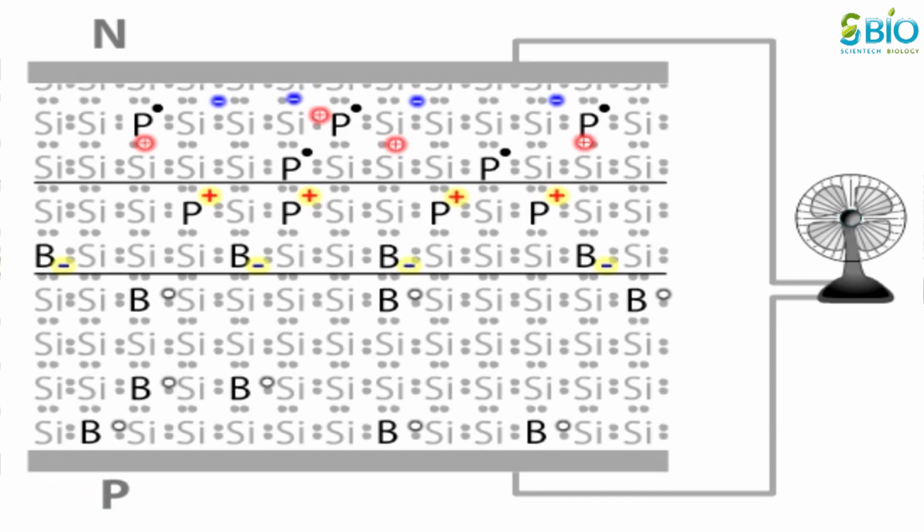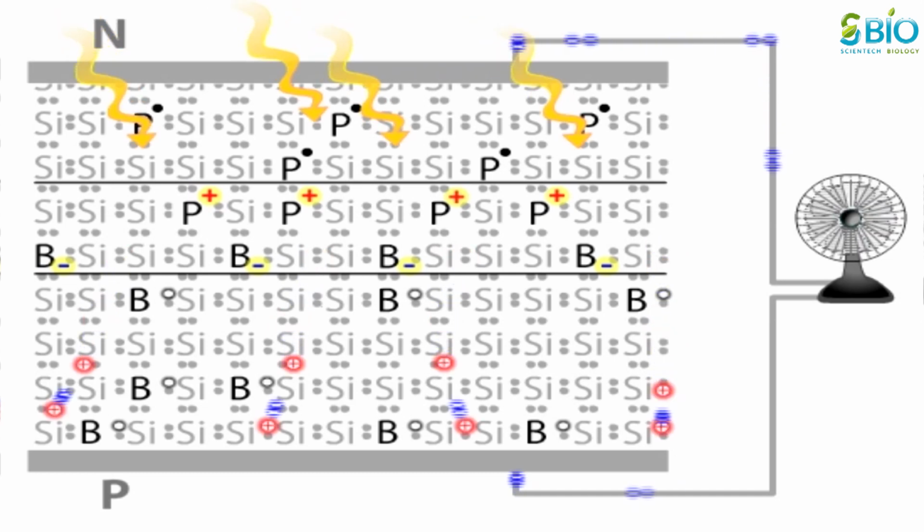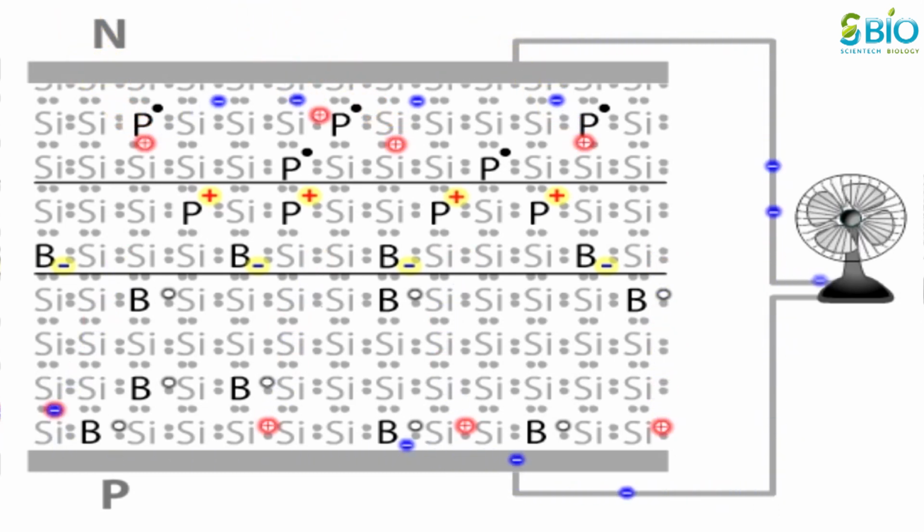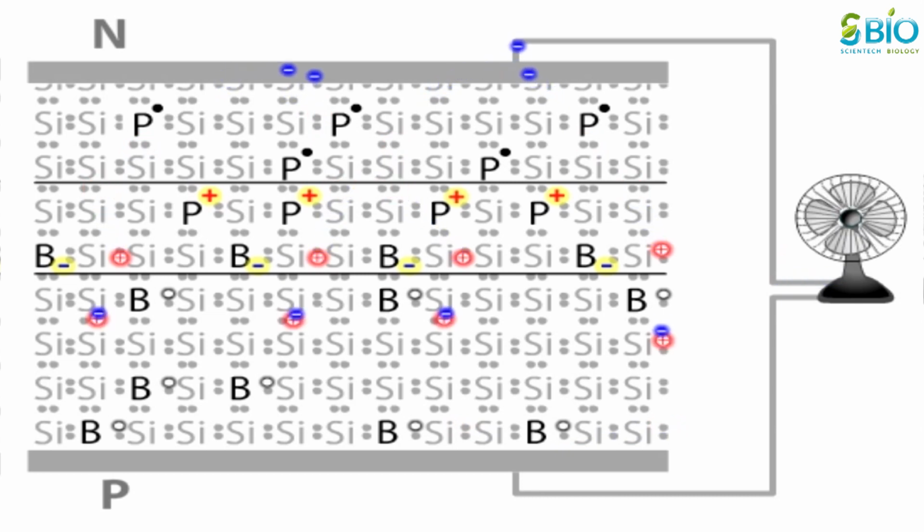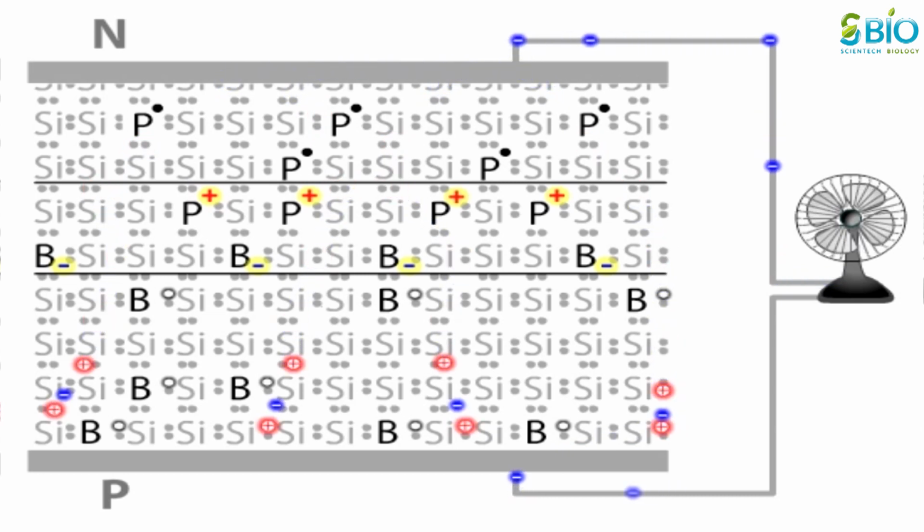In contrast, electrons can flow through an external circuit to reach the P side. As electrons travel in one direction, the holes travel in the other. As electrons move through the circuit, they provide power to electrical devices such as the fan shown here. In this way, light energy can be converted to electricity.